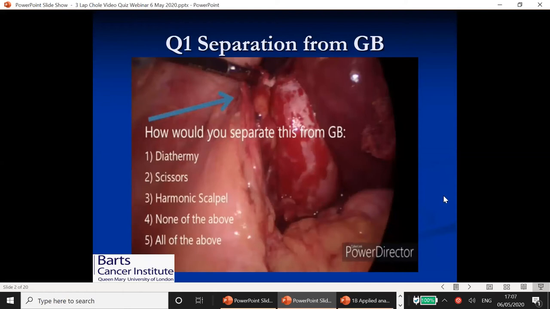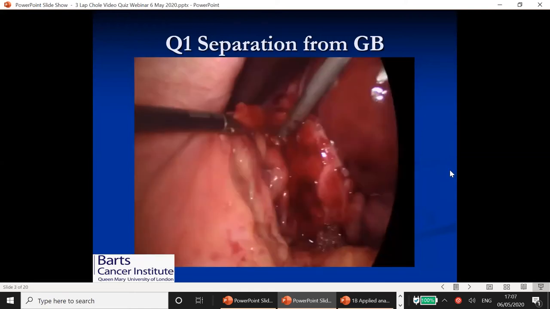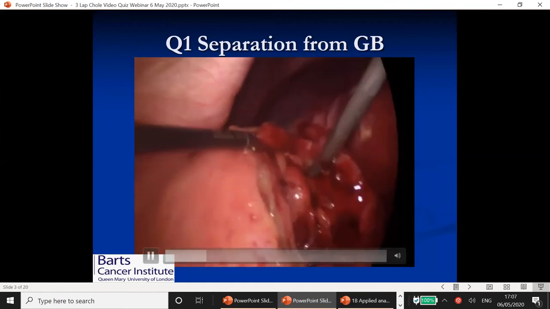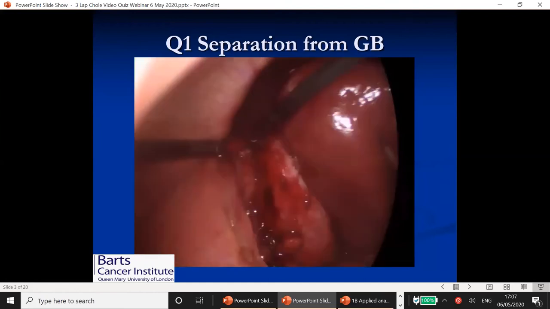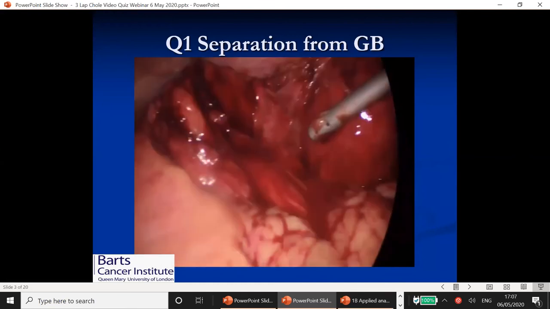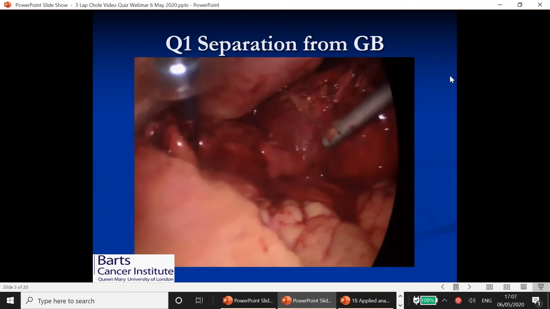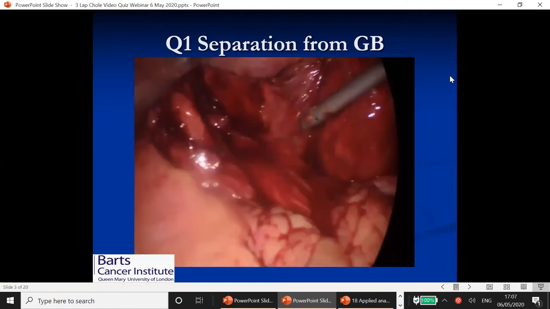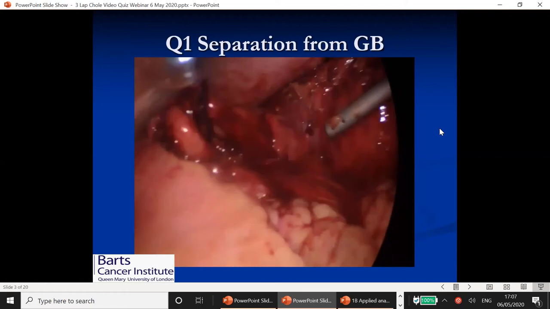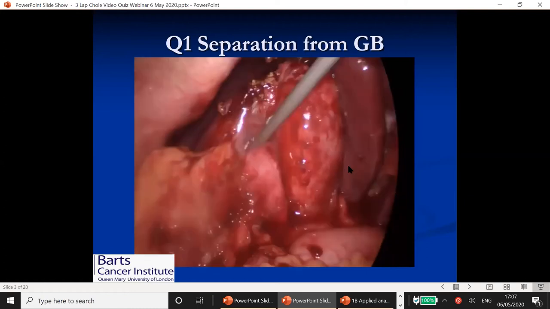I would not use any form of energy because we don't know what this is. What I do over here is use suction irrigation, hydrodissection, or just blunt dissection. If it gently peels off, fine. But if not, don't use force, don't use any energy device to separate that. So that's what we do over here.